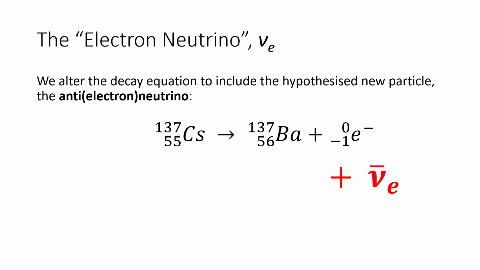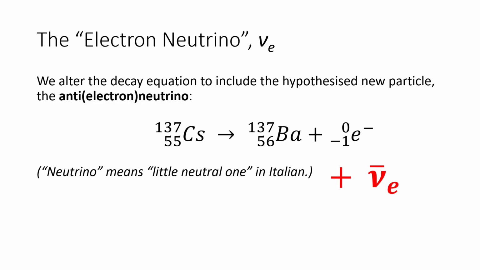Now just remember that anything with the electron is coupled with the anti-electron. So the anti-electron has a symbol that looks like a V with a bar on top. That's the antineutrino. Ignore the E for now. That just means it's the electron antineutrino. The neutrino just means little neutral one in Italian.